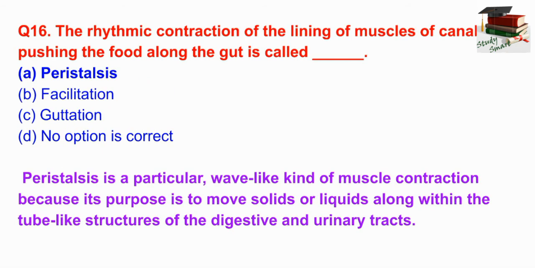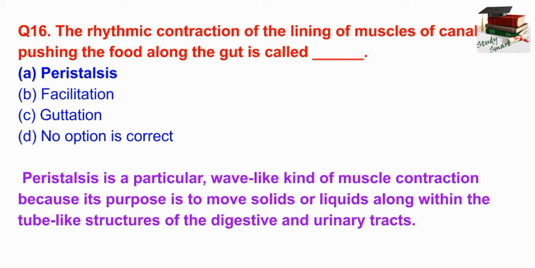Now see the next question. The rhythmic contraction of the lining of the muscles of the canal tube, pushing the food along the gut, is called this. Option A, peristalsis. Option B, fertilization. Option D, deglutition.